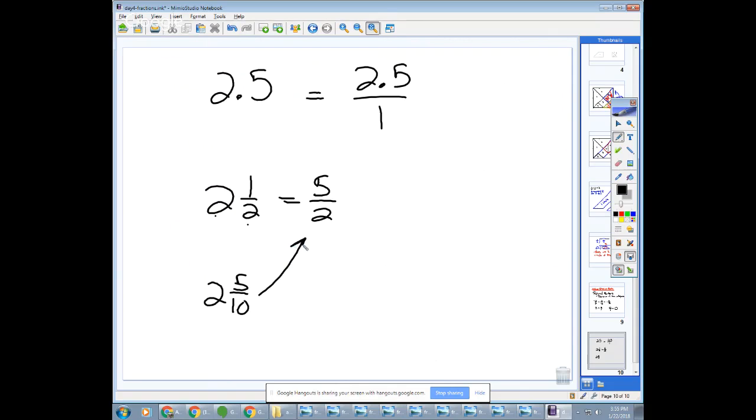Which kind of takes me back to this idea right here. That's going to give me 2 times 10 is 20 plus 5. This would be 25/10. So that's another version of that number. This right here, we learned a long time ago in math school that we can multiply top and bottom by the same number. So if I do that here, that shifts the decimal point. So there's another way to come up with the 25/10.